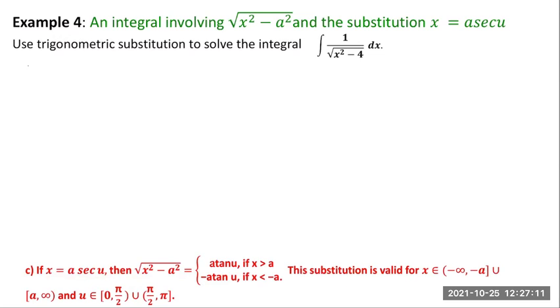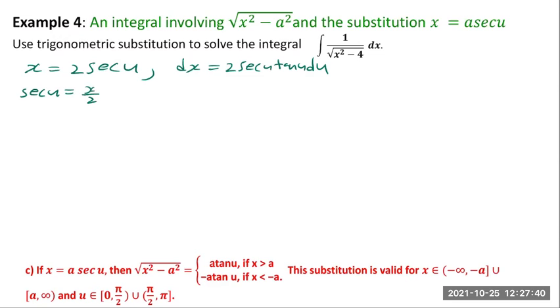X is equal to a secant u, and a is 2, so x is 2 secant u. This will immediately give me dx is equal to 2 secant u tan u du. And for later use, I'm going to find my secant u. Secant u is equal to x over 2. All right. Now, let's try to apply our substitution.